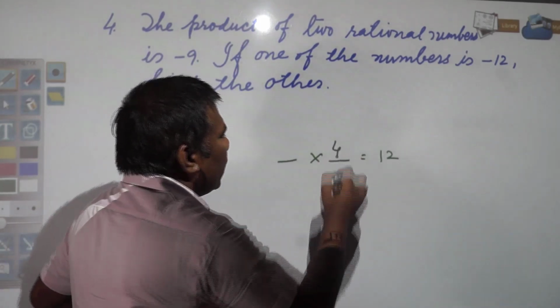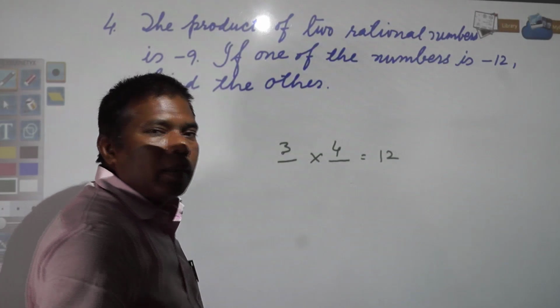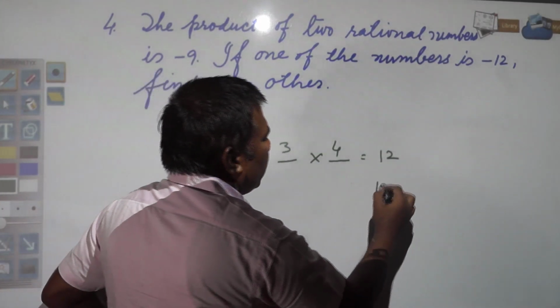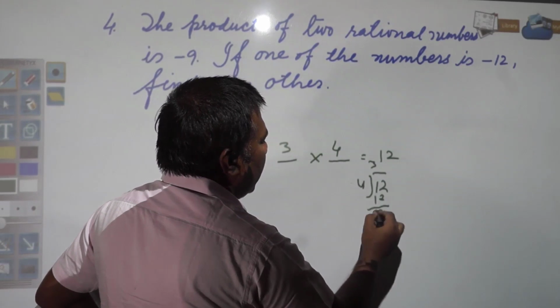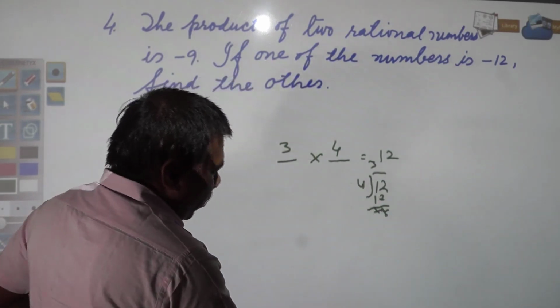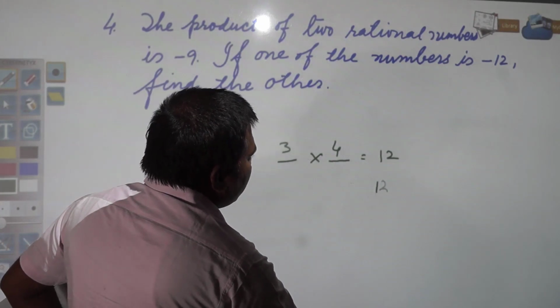And one number has been given, 4. The other number will be what? 3. How will you find out? Just divide 12 by 4. 4 threes are 12 and you will get the answer. So in the same way you will get it over here also. So how will we solve? Just you see.